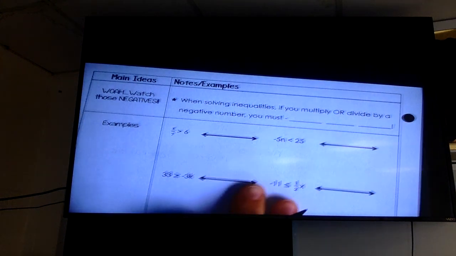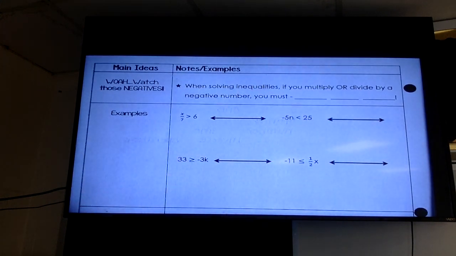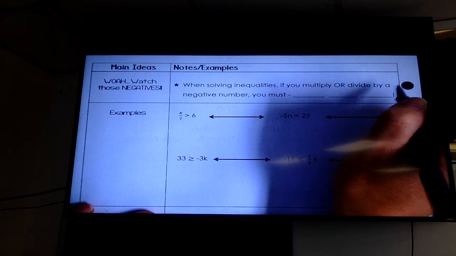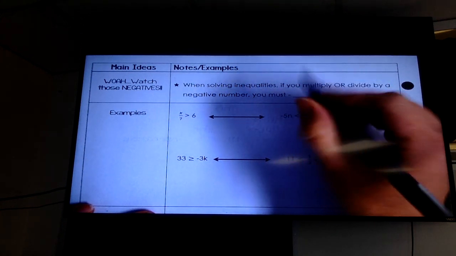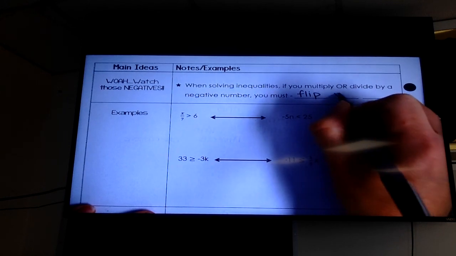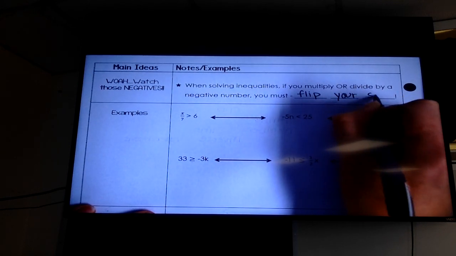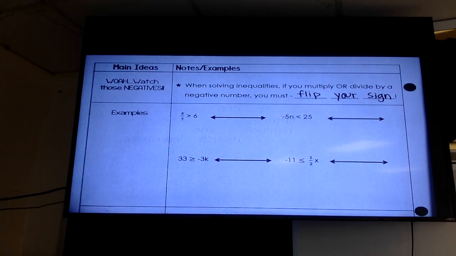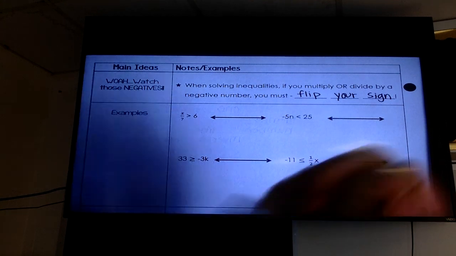Okay, let's look at the back. Whoa, watch for those negatives. Those negatives are a little bit tricky because it changes something. When solving inequalities, if you multiply or divide by a negative number, you must flip your sign. Okay, so if you're going to multiply or divide by a negative, then you have to flip your sign. So let's try a couple of these examples.